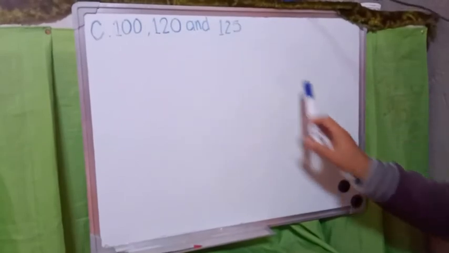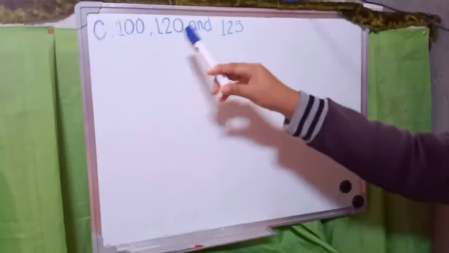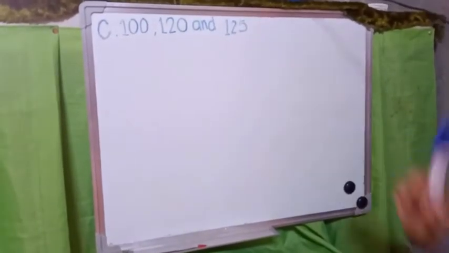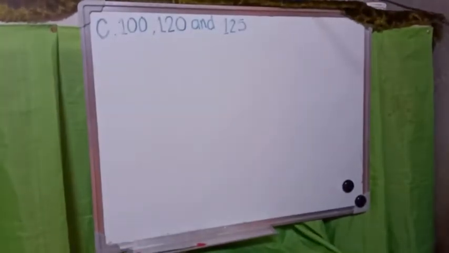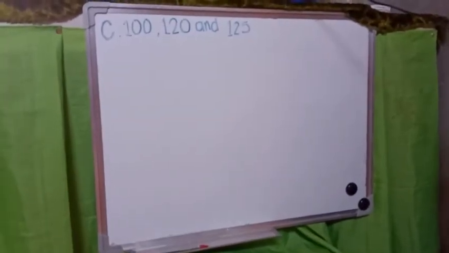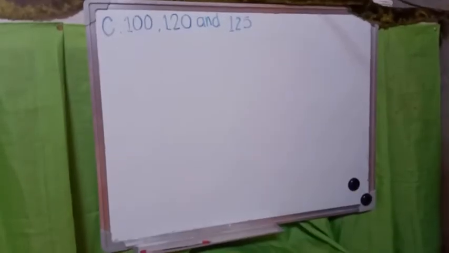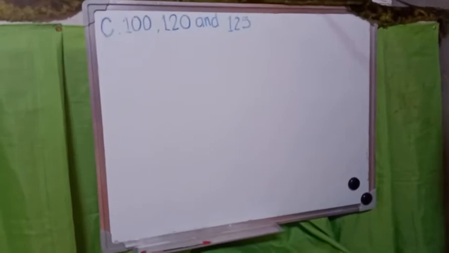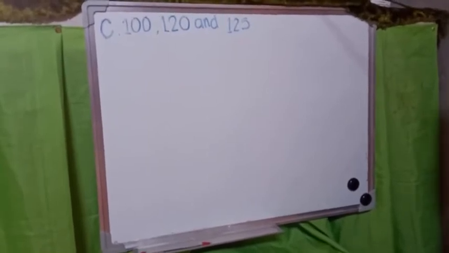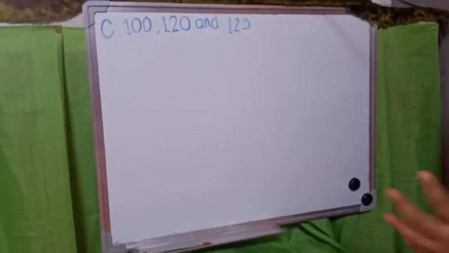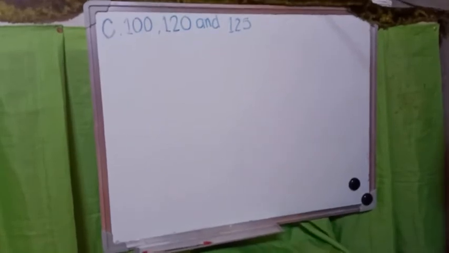Okay, so let's have letter C. We have three numbers again: 100, 120, and 125. Now that you know how to find the greatest common factor among two to three numbers, I want you to pause the video and do the following activity in your notebook.